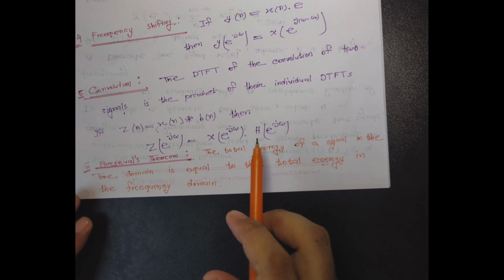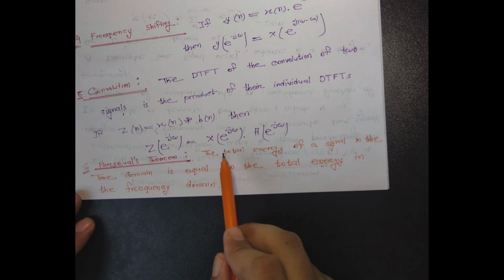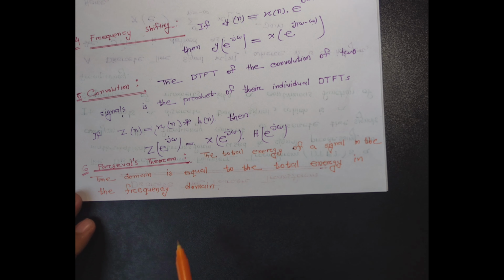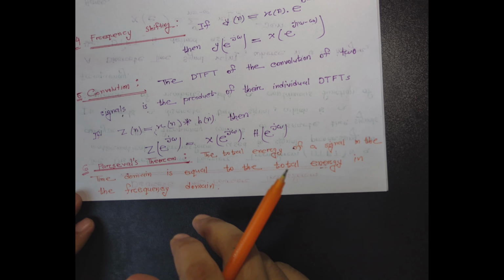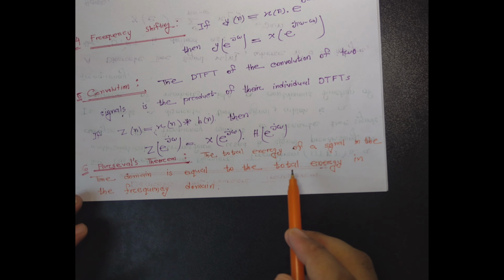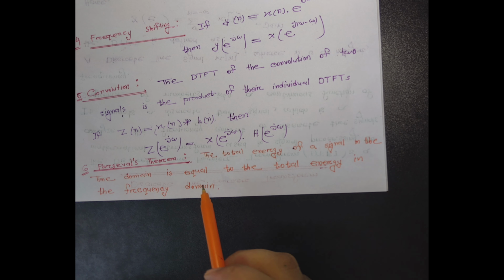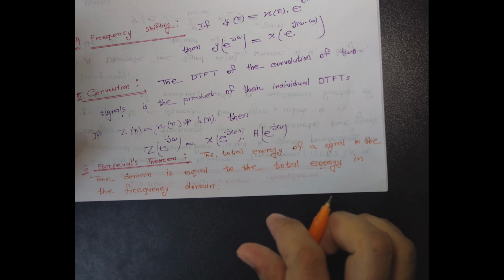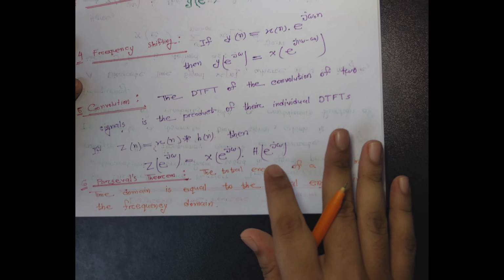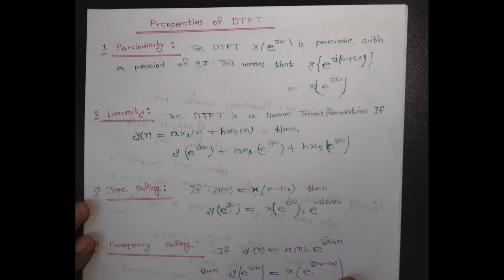Now another property is Parseval's theorem. The total energy of a signal in the time domain is equal to the total energy in the frequency domain. This is Parseval's theorem. These are the properties of the discrete time Fourier transform, or DTFT.